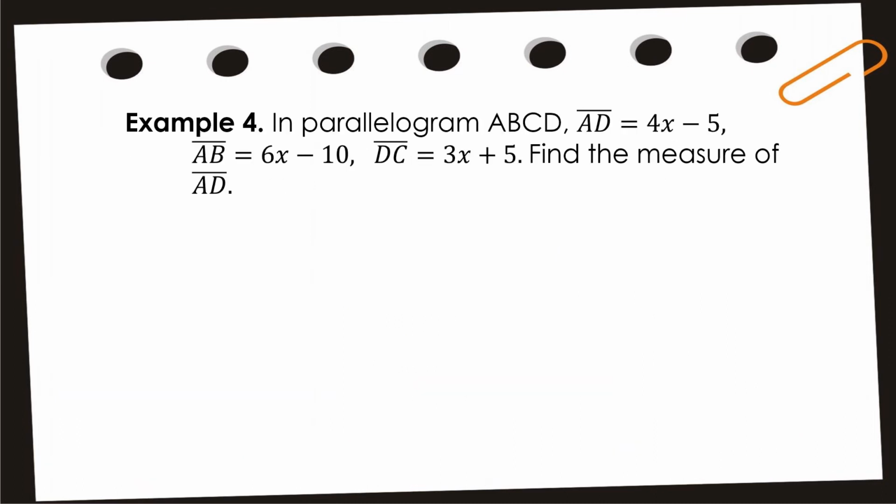Example number 4. In a parallelogram ABCD, AD is equal to 4x minus 5, AB is equal to 6x minus 10, DC is equal to 3x plus 5. Find the measure of AD. Okay, let's say this is parallelogram ABCD. Let us illustrate.